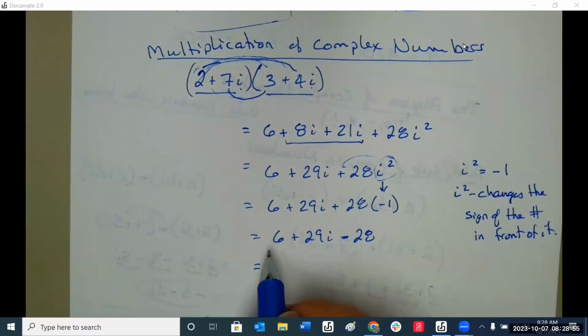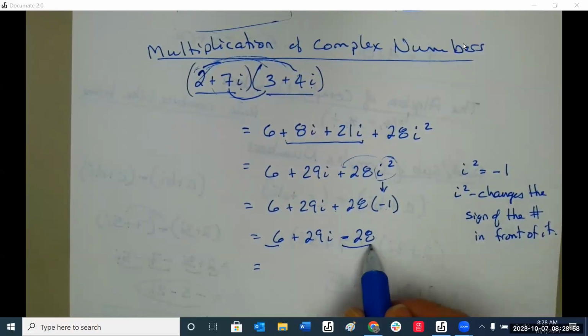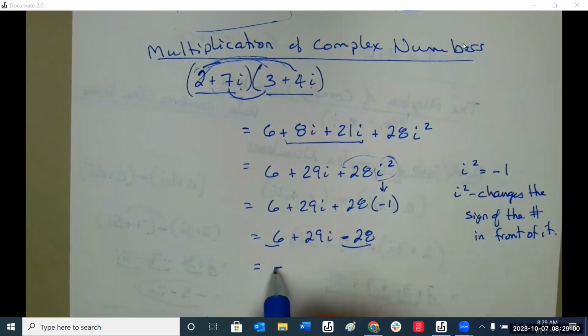Combine like terms. Positive 6, negative 28. 28 is bigger, so the answer is negative. 28 minus 6 is 22. 29i. And here's our answer.